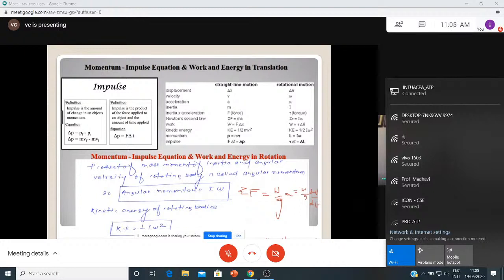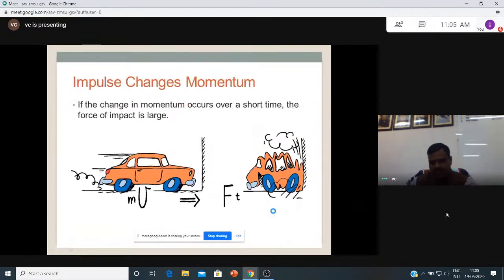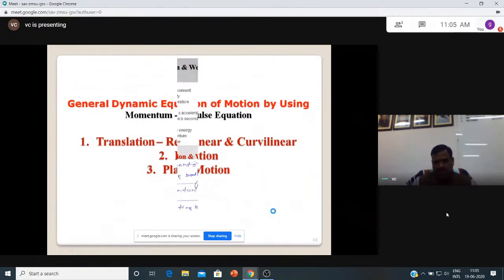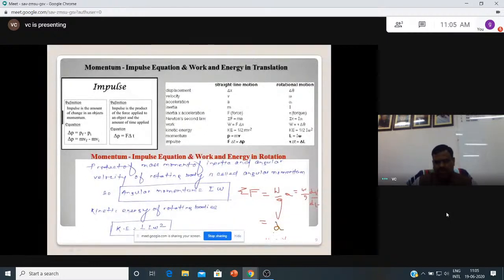Now in this case, if the mass is constant, then we move dt to the other side, otherwise we write d by dt of W by g into V. This is a modification of Newton's second law only.